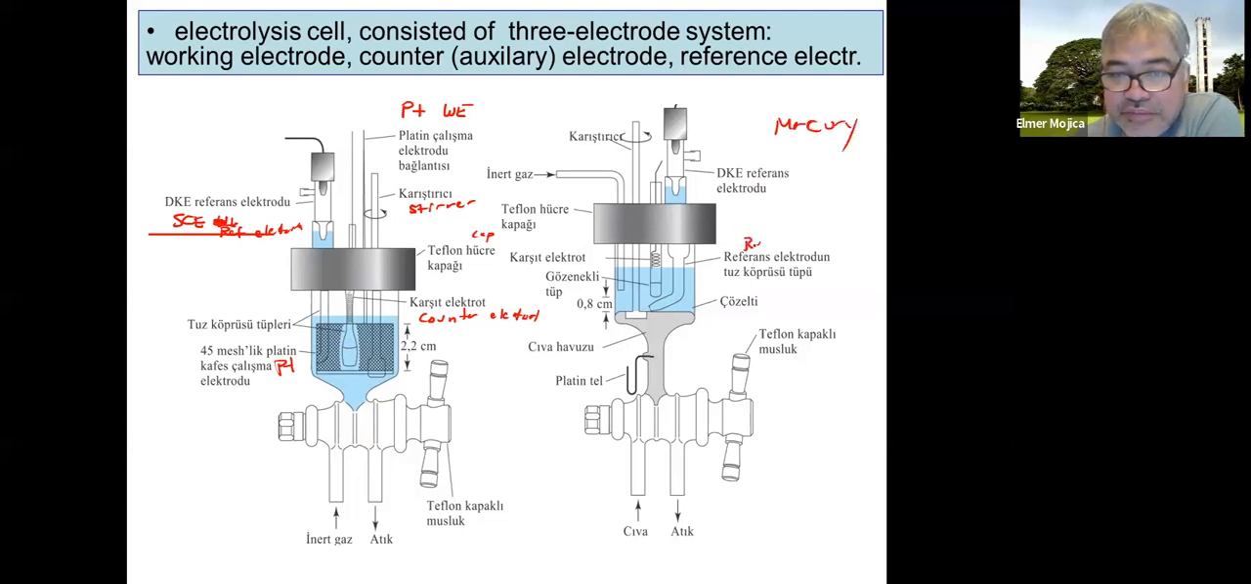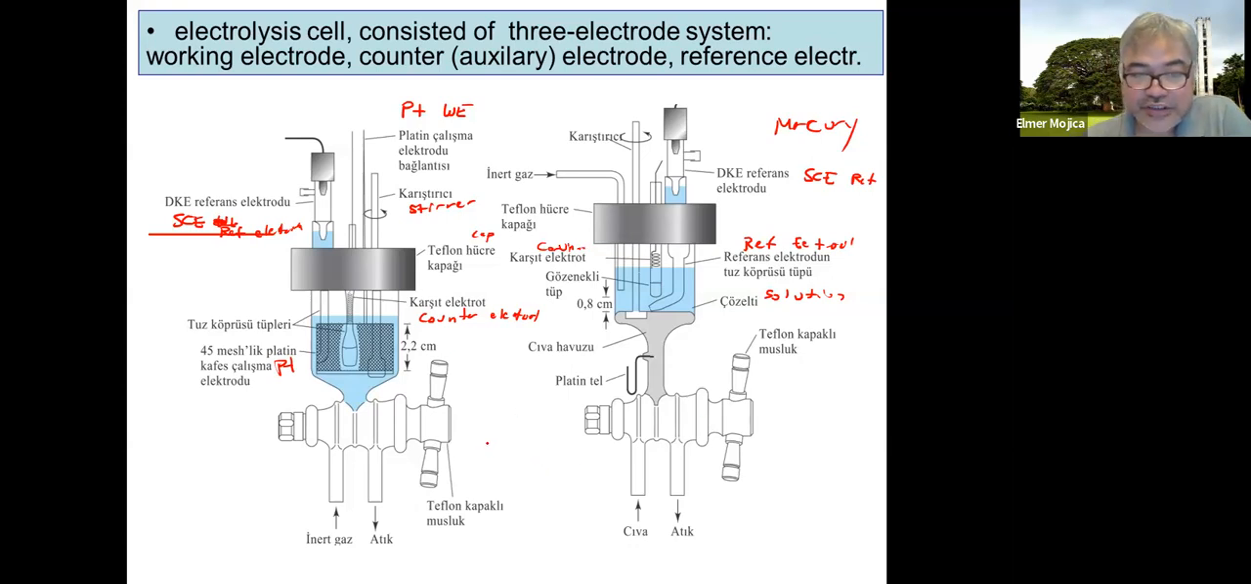So you have here the reference electrode, which also contains the salt bridge. So this is the solution. And this is what we call the saturated calomel electrode, which is a reference electrode. A stirrer, so the gas is put there. And then you have the counter electrode. The counter electrode is the auxiliary electrode.